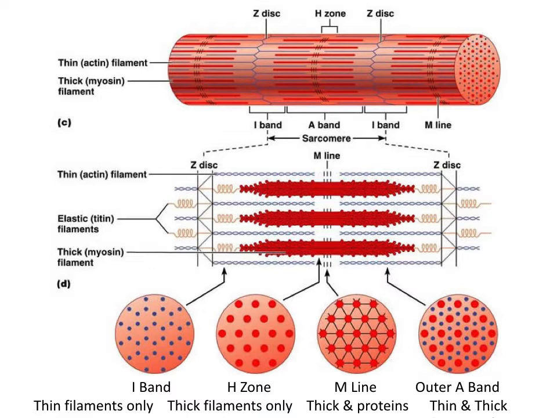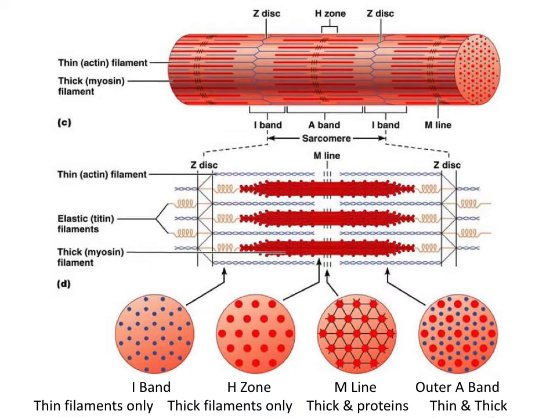And that's the H zone. Now, we have another part of the sarcomere, and that's called the A band. The A band is the entire length of the thick filament. The A band actually never increases in length and never decreases in length because the thick filament itself never increases and never decreases in length. The thin filament, the thick filament, the A band, none of those actually stretch or contract. They never shorten or lengthen.